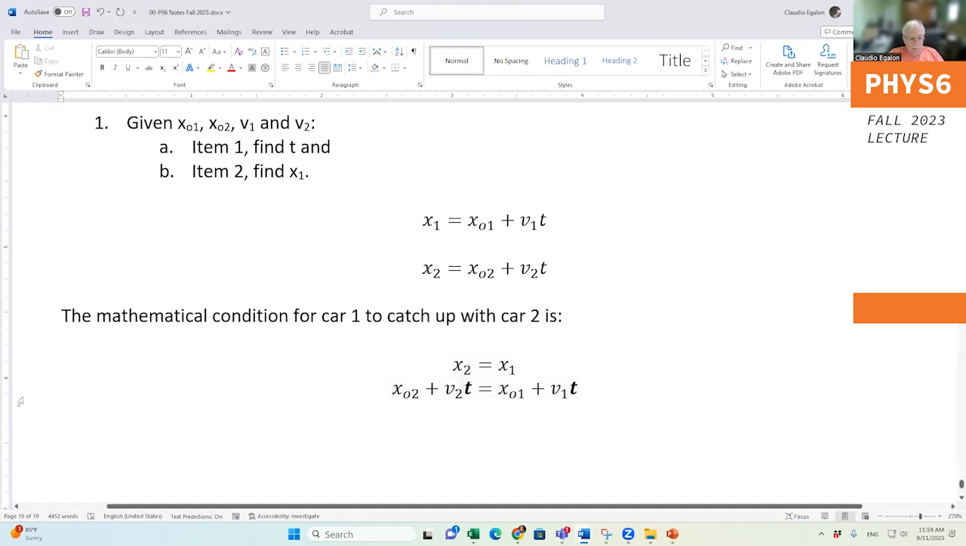X2 is equal to X1, right? So think as though you have 2 meters here, 10 meters here, 10 meters per second here, 5 meters per second here. That's how you should think. And then, don't forget V2 is greater than V1. So I want V1 on the left side with a negative sign, and I want X02 on the right side with the negative sign as well. Like that.